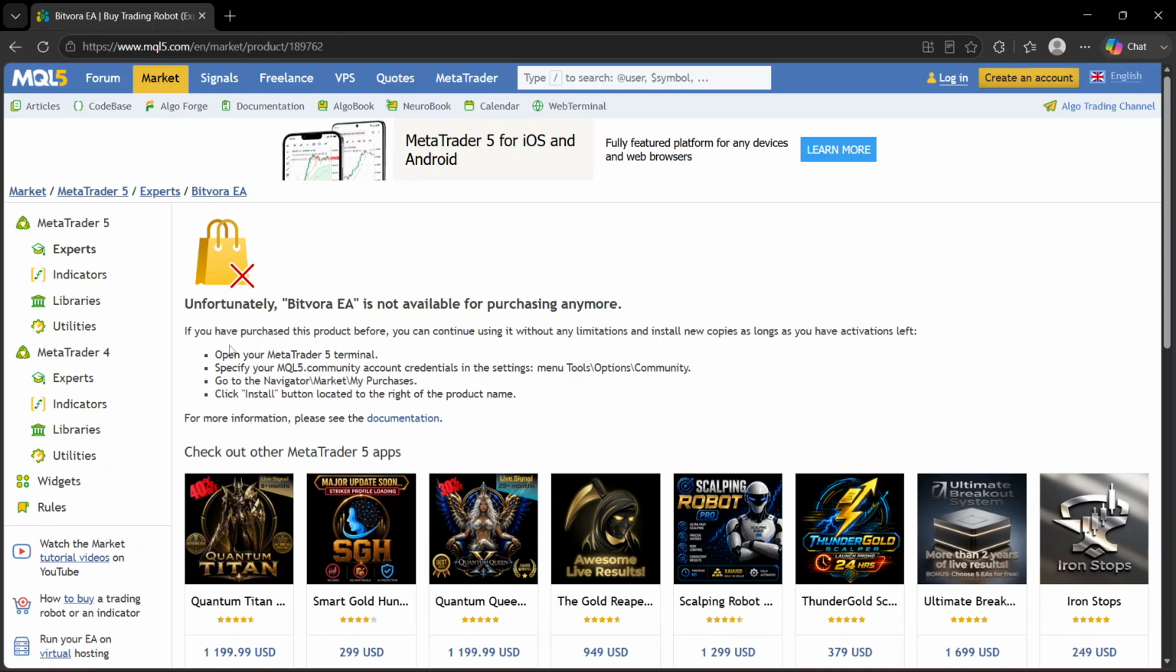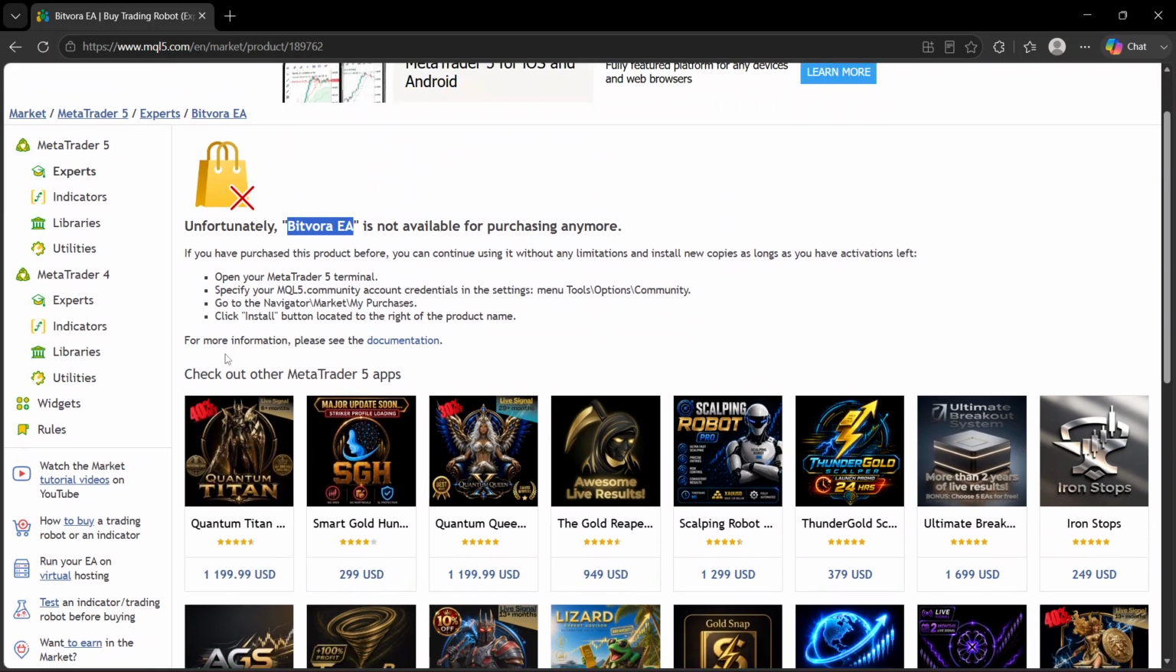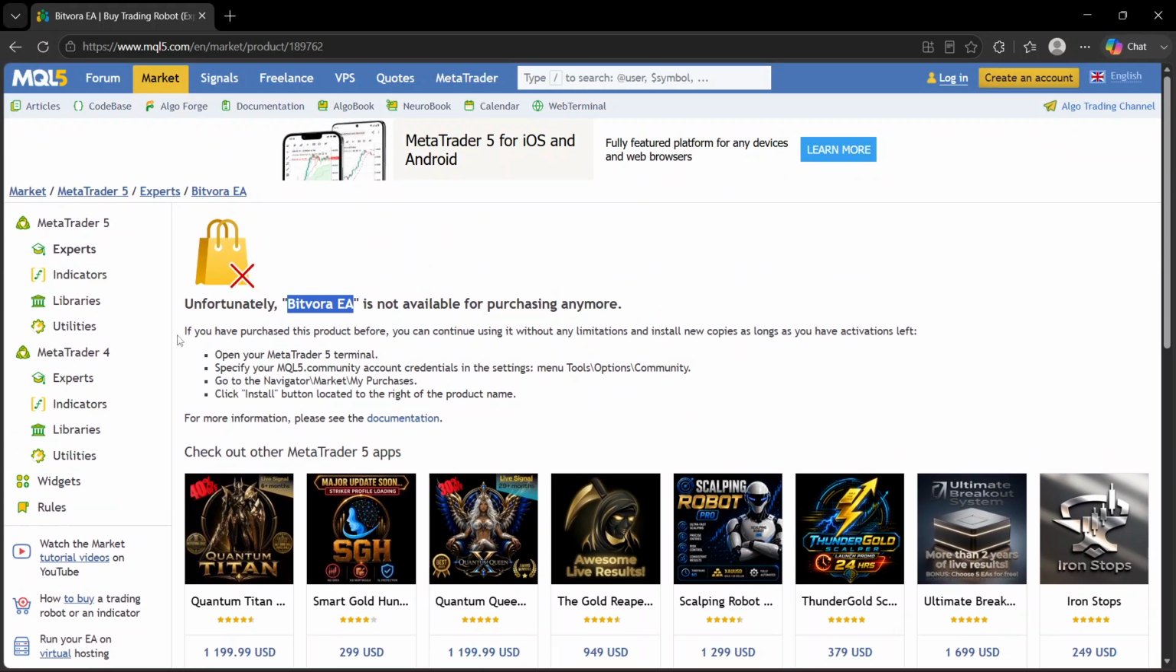Now I went straight to the MQL5 Market page with the product number 189762, and the first thing you see is that it is not available for purchasing anymore. The page used to show that standard message saying if you already bought it, you can still reinstall it from my purchases as long as you've got activations left. Now, even that page is gone, completely removed, and only this is left.